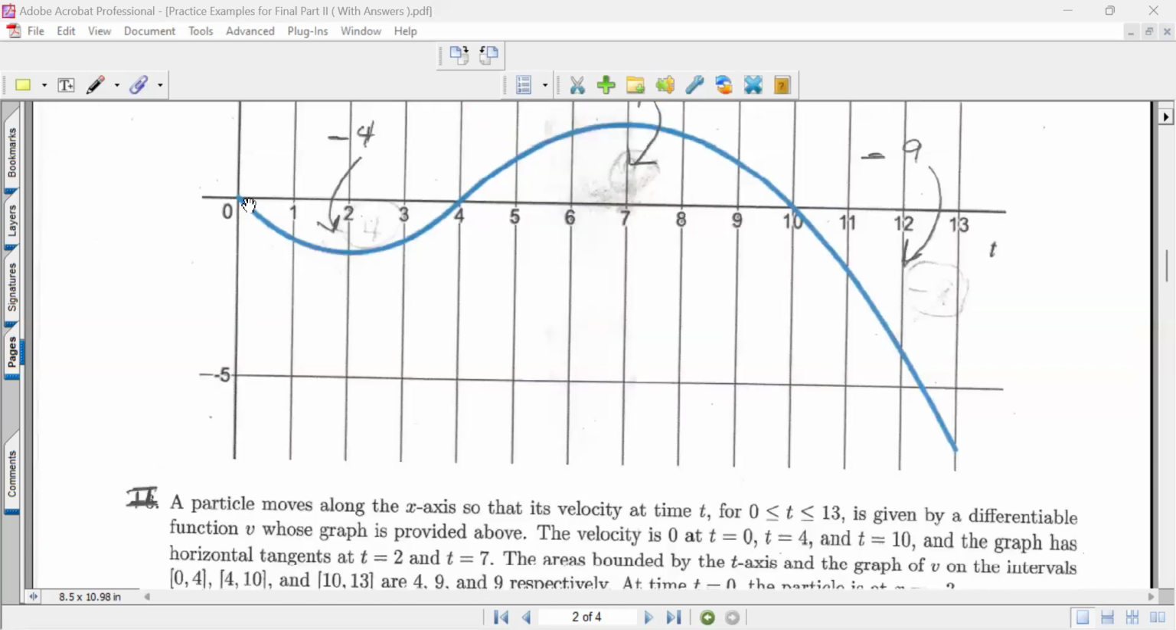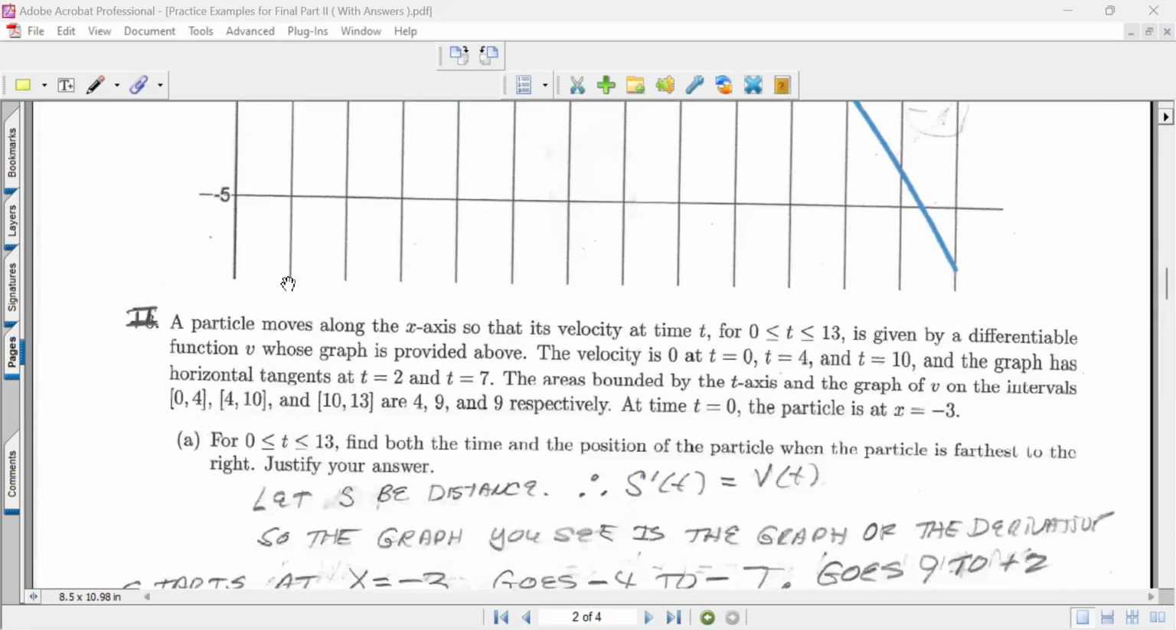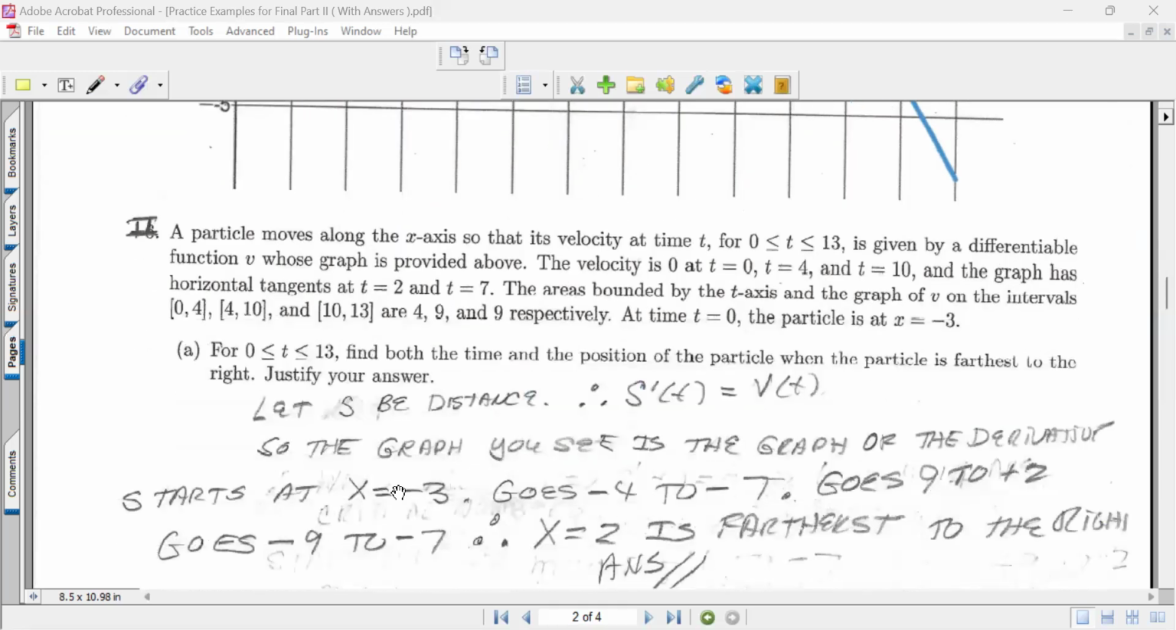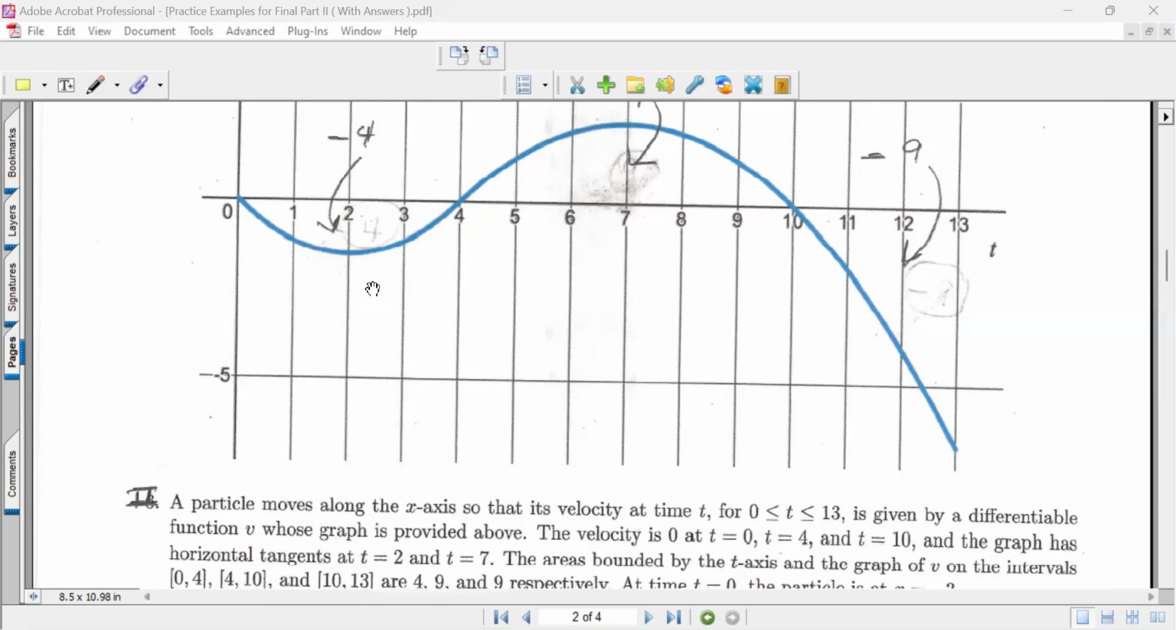Well, from 0 to 4, it's got a negative velocity. So that means it's moving to the left, okay? To the left. Well, it starts at -3. And this is its distance, -4. That's the antiderivative of velocity. Its distance is -4.